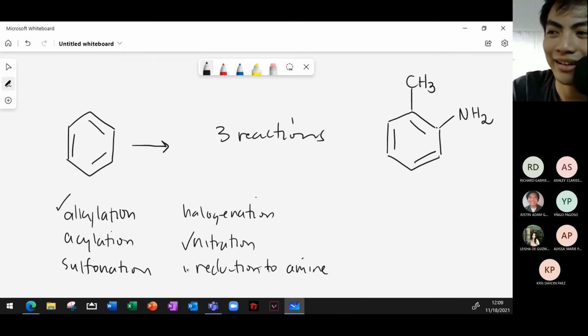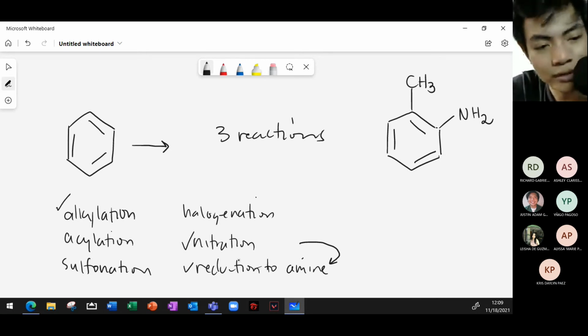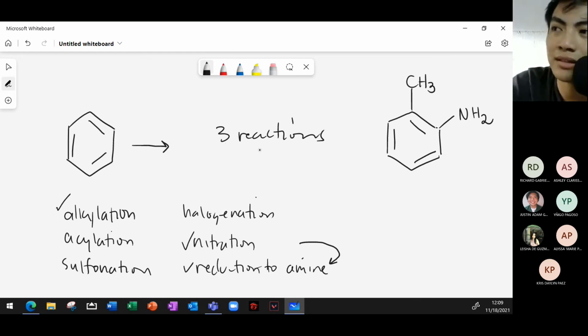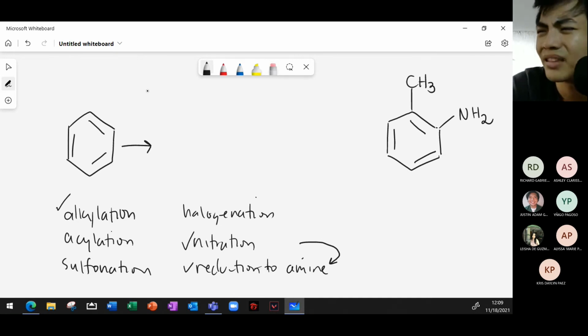Nitration and reduction. So, yung nitration, ipapartner mo siya with reduction. Kasi after nitration, NO2 yon. And then, yung NO2, you can reduce it to amine, using hydrogen. Okay? So, let's show the sequence of reaction. Unahin ko na muna yung alkylation. So, alkylation, I will be able to create toluene.